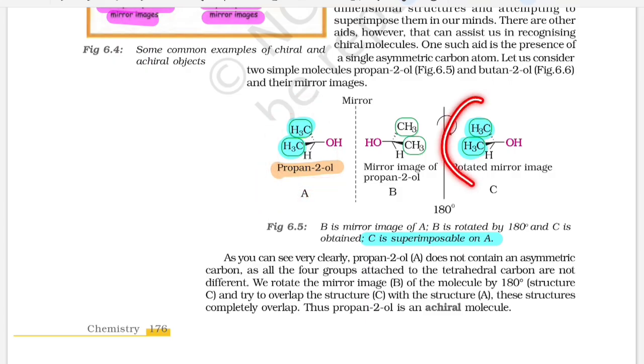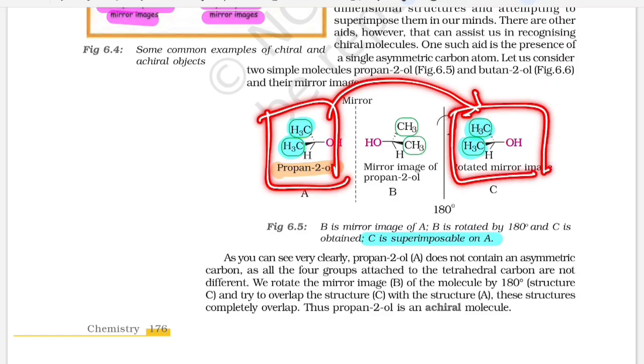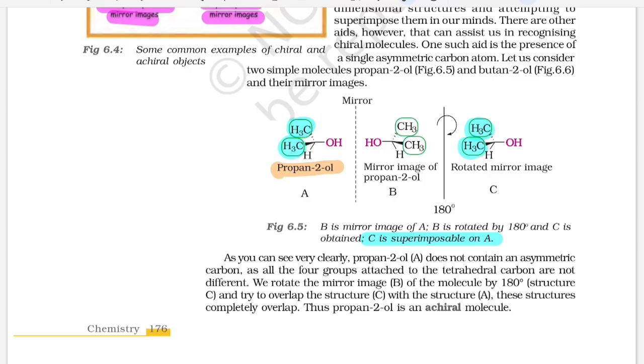Here you can see you can superimpose this and this on one another, meaning take this and place it on this molecule, and exactly they will fit on each other. So these two are superimposable mirror images, therefore they are optically inactive.